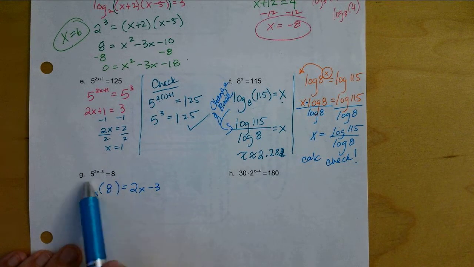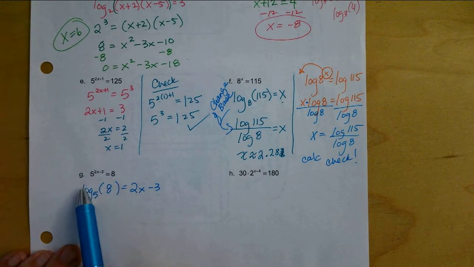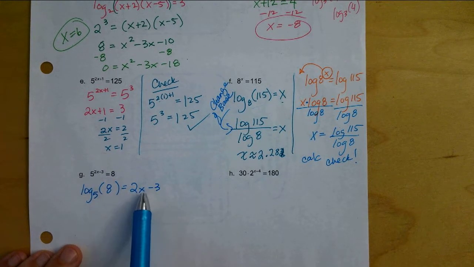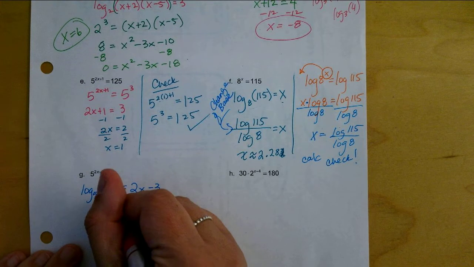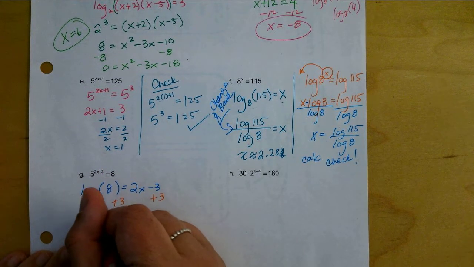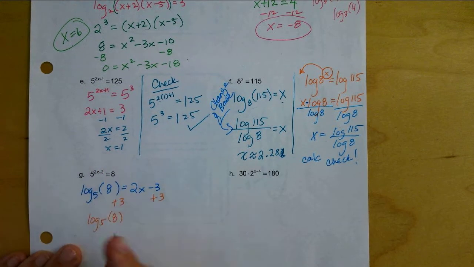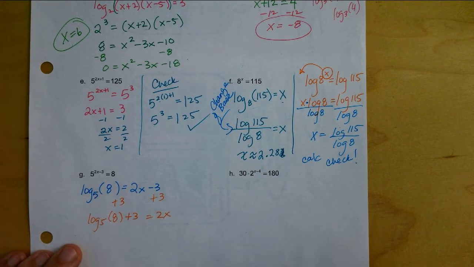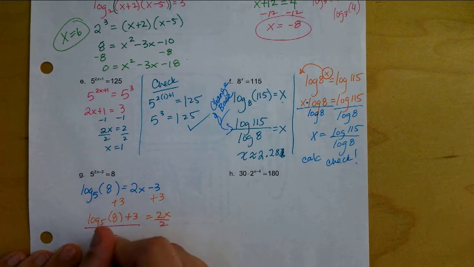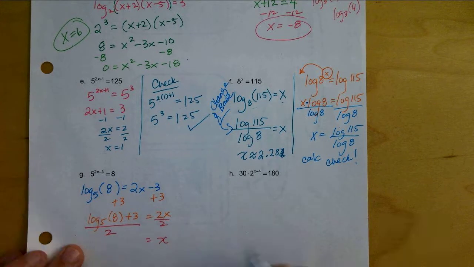There are no variables here. So what am I going to do to this number to get x by itself? Add 3. So now I have log base 5 of 8, which is the same thing as log of 8 divided by log of 5, plus 3 equals 2x. And now what? Divide by 2, and that will give me x.